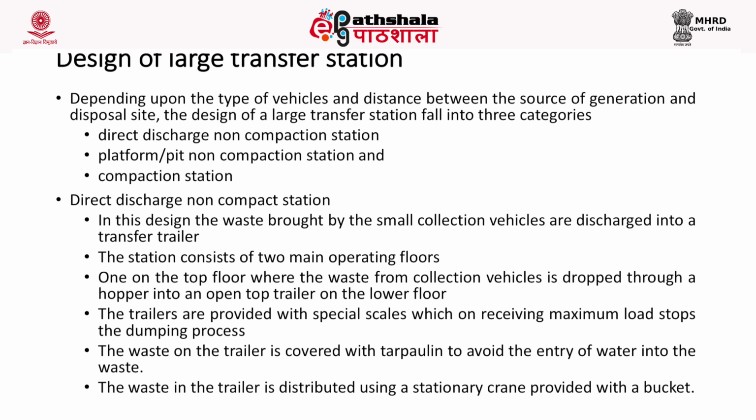Now, the station consists of two operating floors. On the top floor, the waste from the collection vehicles is dropped through a hopper into an open trailer on the lower floor. The trailers are provided with special scales which, on receiving the maximum load, will stop the dumping process. The waste on the trailer will always be covered with a tarpaulin to avoid the entry of water into the waste. The waste in the trailer is then distributed using a stationary crane provided with a bucket.